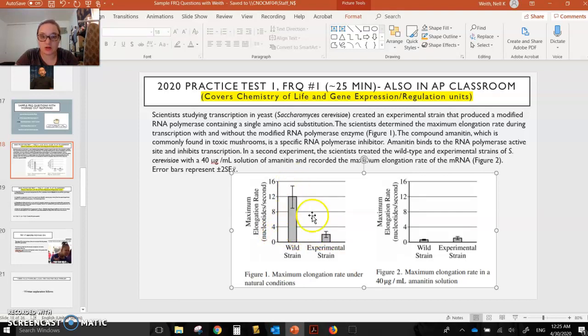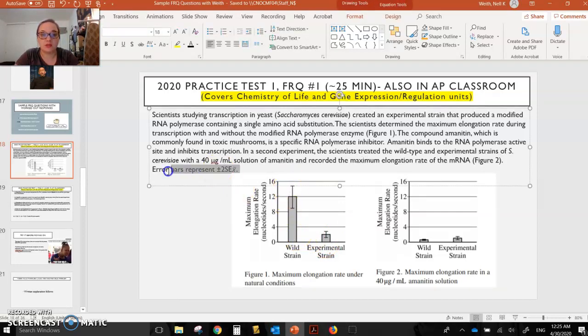You'll notice that there are error bars on these graphs, which look a little different than the last one. Here at the end of the prompt, they say error bars represent 2 standard errors of the mean. SE is standard errors, and X with the bar over it is mean. Yes, I know it looks like sex. We can all giggle. But that's what they're telling you.